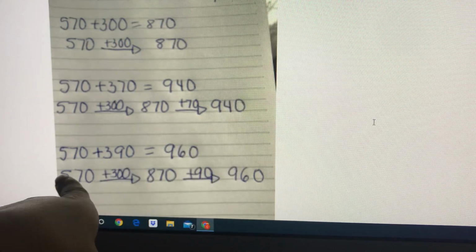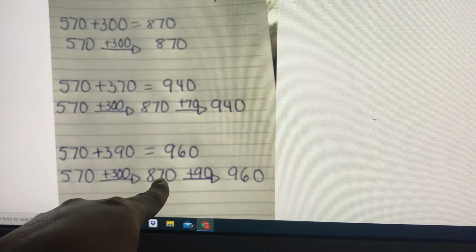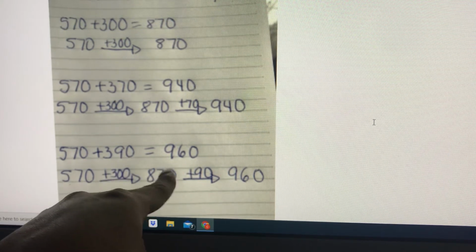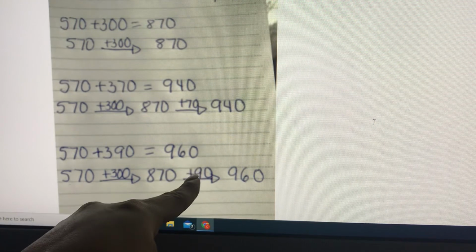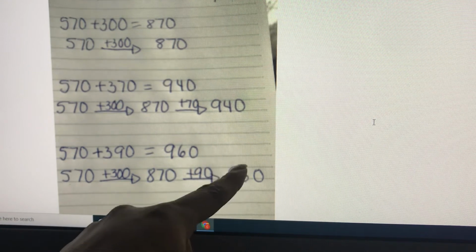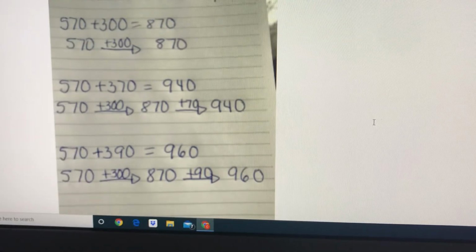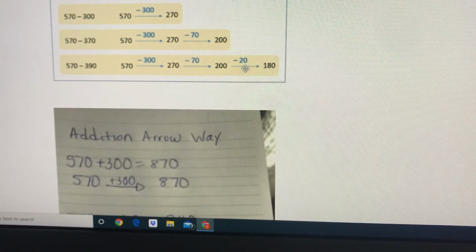Or I could have done 370 plus 300 equals 870. And I know that I need 30 more here to take me to the next 100. So I could put plus 30 and that would be 900. And then I could add the 60 that's remaining, and then that would bring me to 960. If your child needs that extra step, please take the extra step because it is important to be accurate.